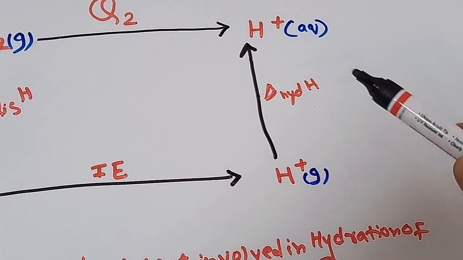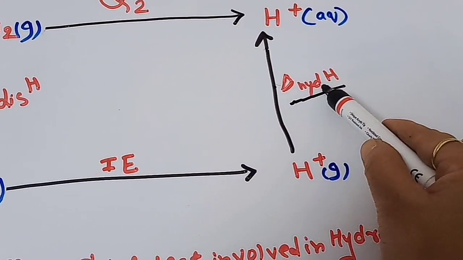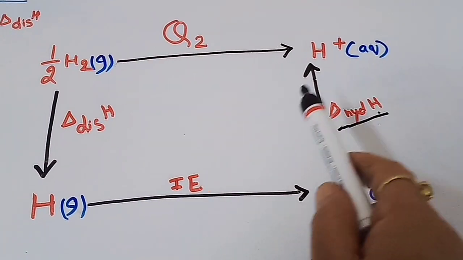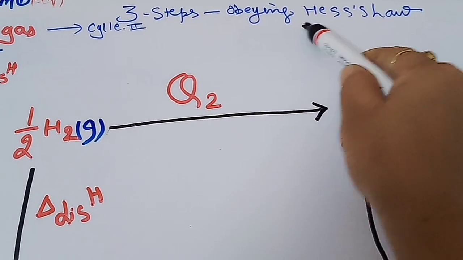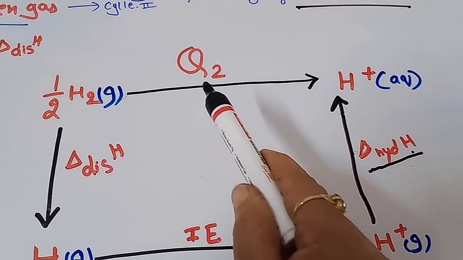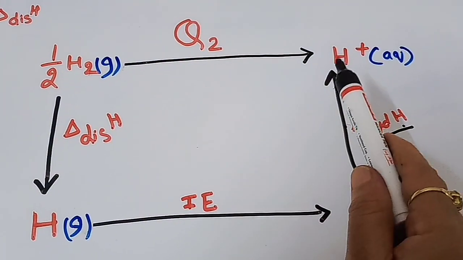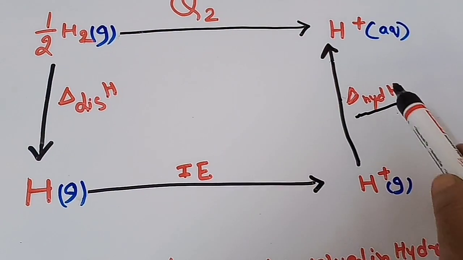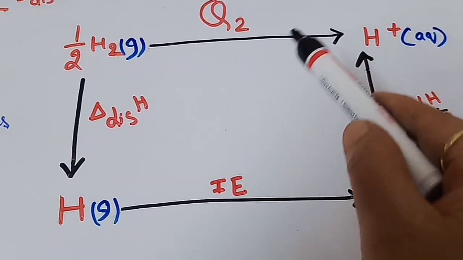The amount of heat evolved in this process will be the heat of hydration, that is delta H hydration. So this is the overall cycle, and this cycle is also according to Hess's law. What was our Hess's law? The total amount of heat evolved, that is Q2 here, will be equal whether the process completes in a single step or combines in three steps.